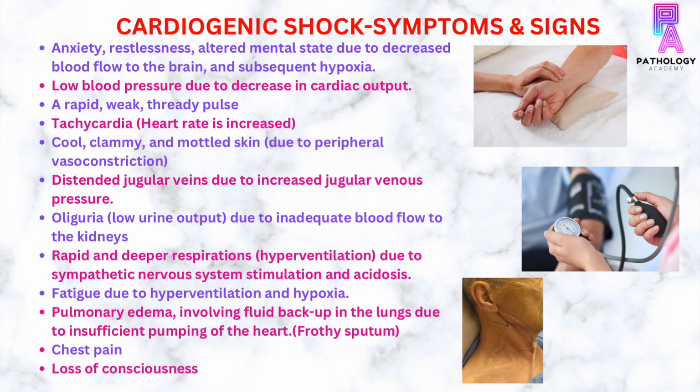The signs and symptoms of cardiogenic shock. The patient can present with anxiety, restlessness, altered mental state due to decreased blood flow to the brain and subsequent hypoxia. The blood pressure in these patients is low due to a decrease in the cardiac output, and the pulse is rapid, weak and thready. Because of compensatory increase in the heart rate, the patient will experience tachycardia, and because of peripheral vasoconstriction, the skin will be cool, clammy. Due to increased jugular venous pressure in these patients, the jugular veins are distended, and the patient will also have low urinary output due to inadequate blood flow to the kidneys.